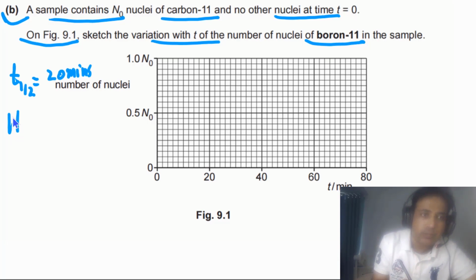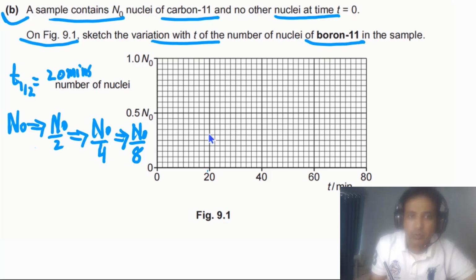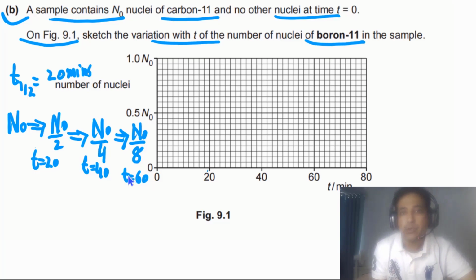In this case, we need to understand we have initially n naught. After one half-life, we will have n naught by 2, and after another half-life, we will have n naught by 4, and after another half-life, we will have n naught by 8, and so on. So it simply means that when t is equal to 20 minutes, we have n naught by 2, at t equal to 40 minutes, we have n naught by 4, and at t equal to 60 minutes, we have n naught by 8.